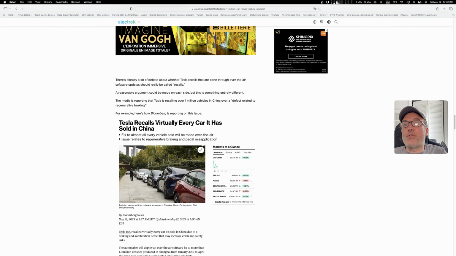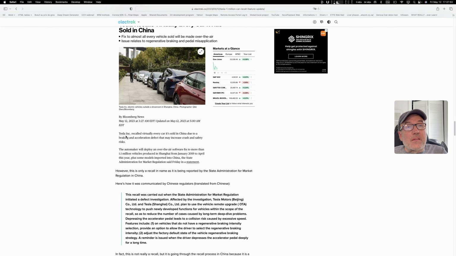We have Bloomberg that has reported this issue. Tesla recalls virtually every car it has sold in China. Fixes to almost every vehicle sold will be made over the air. The issue relates to regenerative braking and pedal misapplication. They have mentioned it at least in their article.